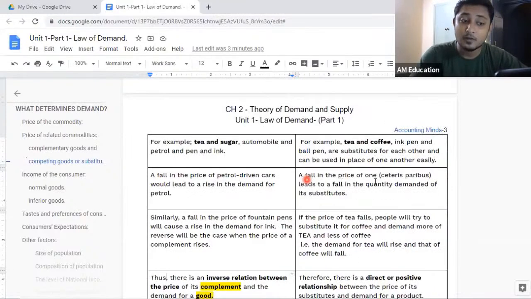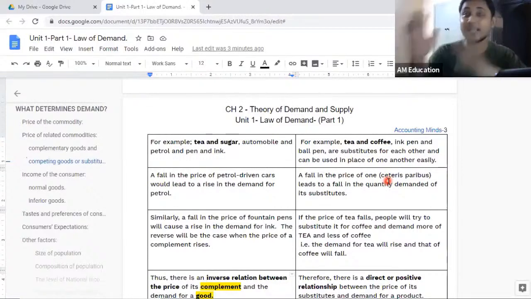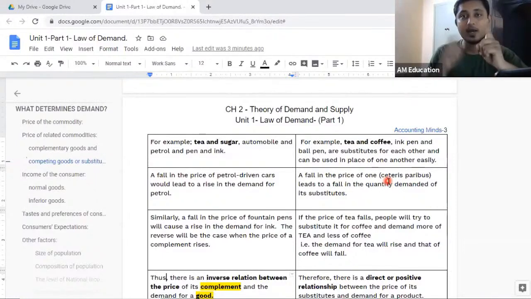A fall in the price of one. Ceteris paribus again means now keep the others constant and only focus on the price of the commodity and the demand for the good. Okay? Price of the substitute and the demand for the good. Okay? Here, good and substitute; there, good and complement. So, a fall in price of one leads to the fall in quantity demanded of its substitutes. So, fall in the price of goods, what is he telling? A fall in the price of one leads to fall in the quantity demanded of its substitutes.